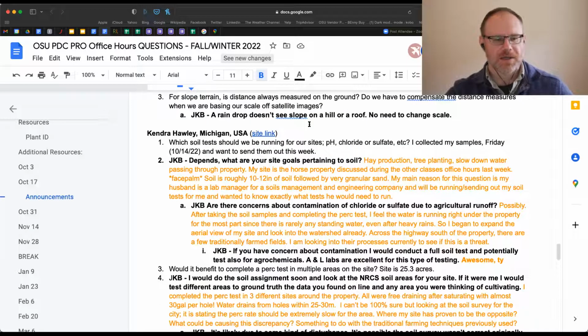So for Kendra, from Michigan, which soil test should we be running on our sites? pH, chloride, or sulfates, etc. She kept up her samples Friday and wants to send them out this week. It's a great question. Kendra and I are going into specifics here, but I want to broadly answer the question, and then we'll go into her specifics. So when we're taking a look at soil tests, there's a couple of reasons to do a soil test, and there's a couple of reasons to do different types of soil tests. First and foremost, one of the reasons to do a soil test, especially if you're going to be on the site for a long time, is to get baseline data.